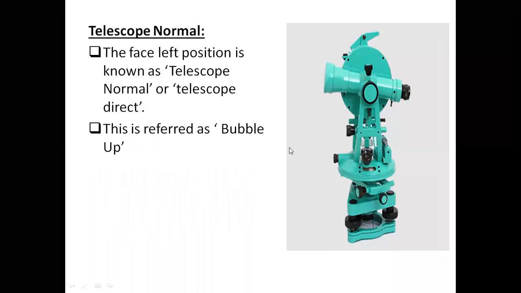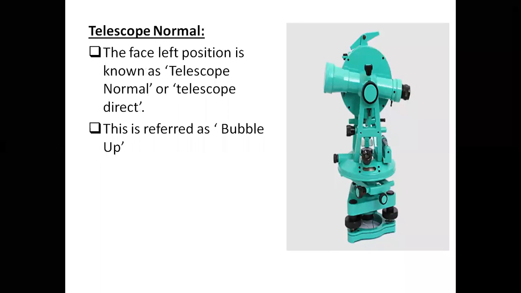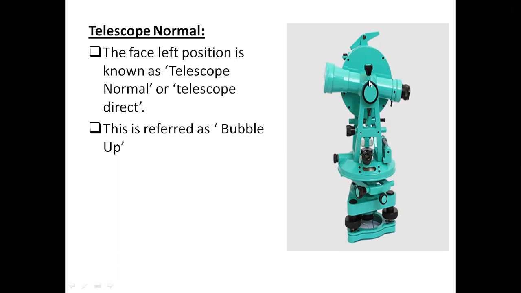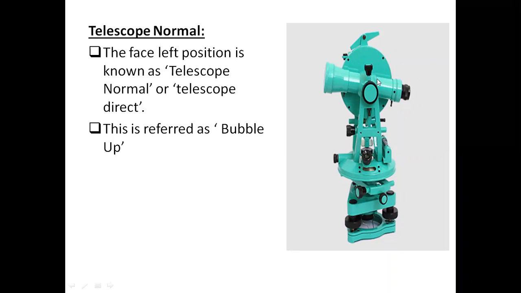Then, telescope normal. What is meant by telescope normal? This is also the position of the telescope, or the position of the bubble tube. This is the telescope, and there is a bubble tube fixed to it. If the tube is on the upper side, then it is called telescope normal. See here, the face left position is known as telescope normal or telescope direct.